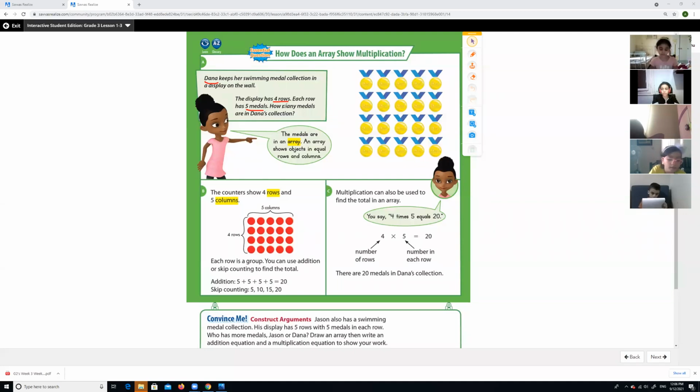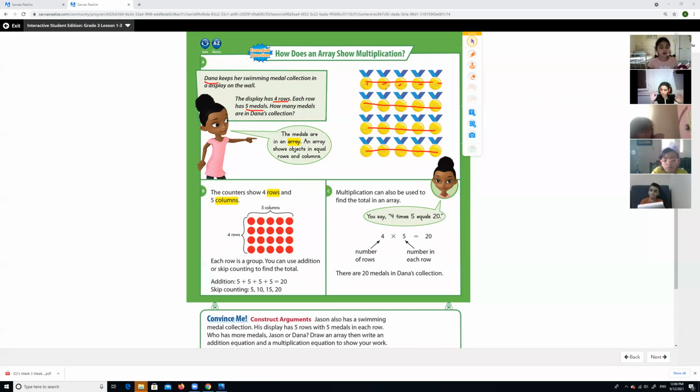So he told you Dana put her medals in 4 rows. And in each row, she put 5 medals. Let's count how many rows. 1, 2, 3, 4. She put in 4 rows. And in each row, she put 5. 1, 2, 3, 4, 5.